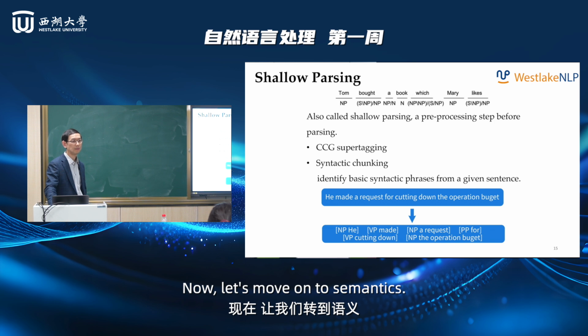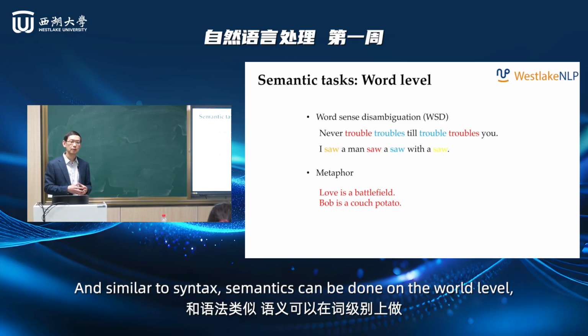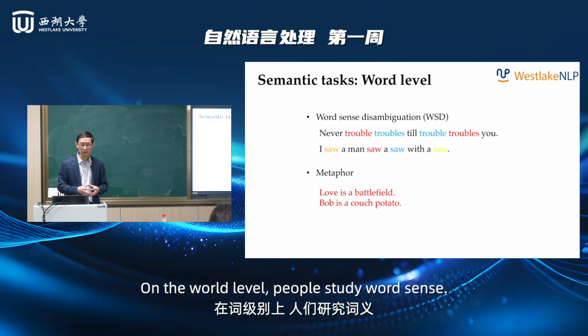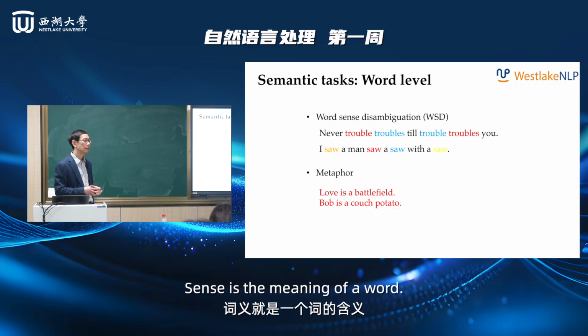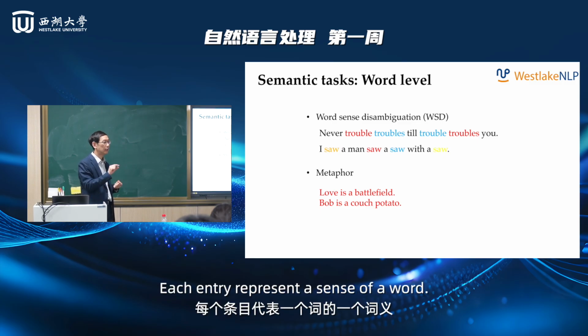Now let's move on to semantics. There are a lot of things people study in semantics, basically what things mean. And similar to syntax, semantics can be done on the word level or on the passage level. On the word level, people study word sense. What is sense? Sense is basically the meaning of a word. So if you open a dictionary, you can see a lot of entries. Each entry represents a sense of a word.